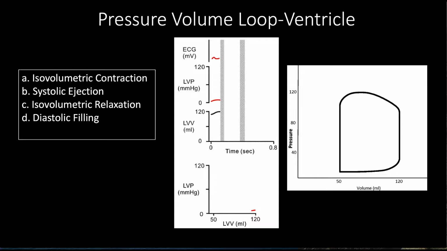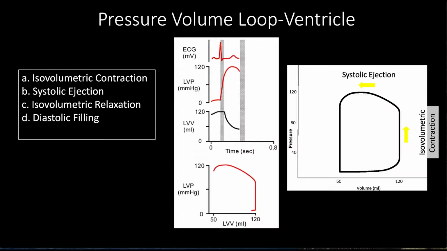Okay, let's talk about isovolumetric contraction, systolic ejection, isovolumetric relaxation, and diastolic filling. And let's label them on the PV loop. Let's first start with A, the isovolumetric contraction. Contraction occurs right at the QRS, and you have, right here on the pressure volume loop, an increase in pressure with no change in volume. And then let's go to systolic ejection. You see that there is a decrease in volume and initially a slight uptick in pressure, that's the systolic pressure, and then it starts to go down again.